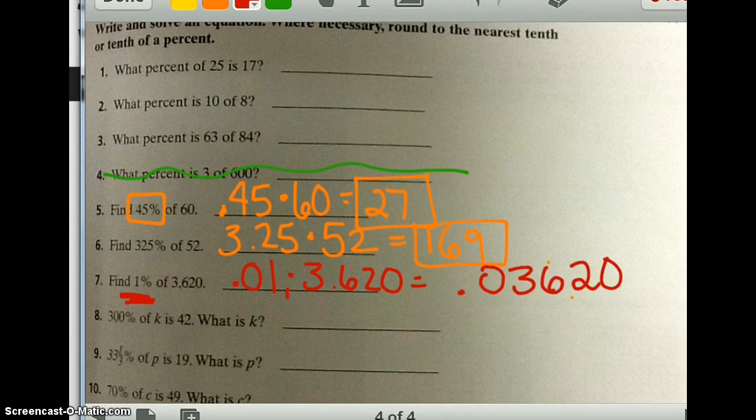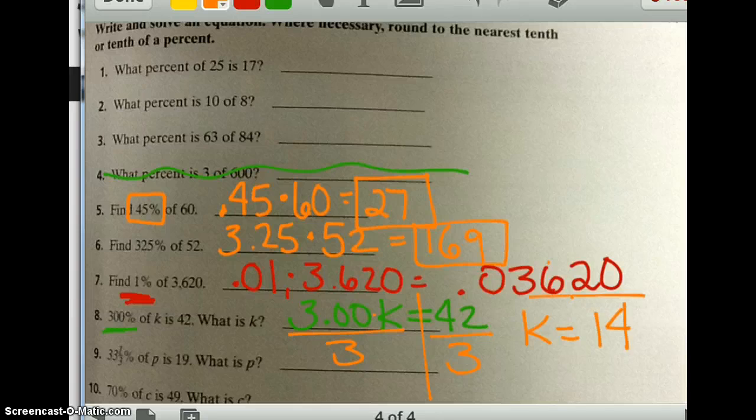Let's see. This next one, it changes a little bit on how it's written. So 300% of K. How do I write that 300%? Yeah, 3.00 of K is 42. So how do you undo this times? Got it, you divide by 3. So K equals 14. So 300% of 14 is 42.